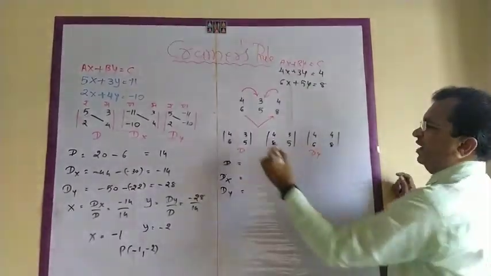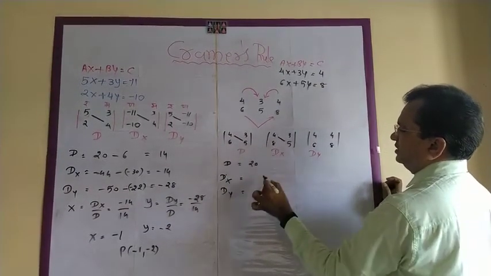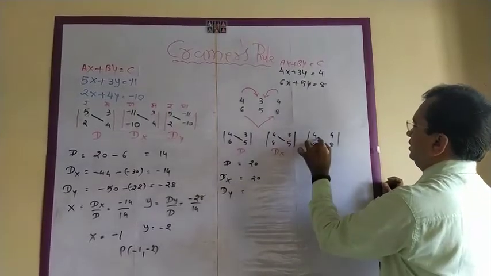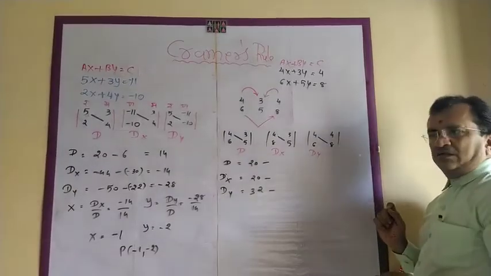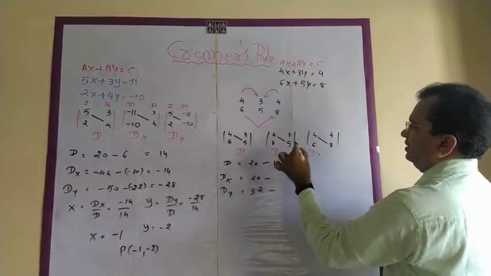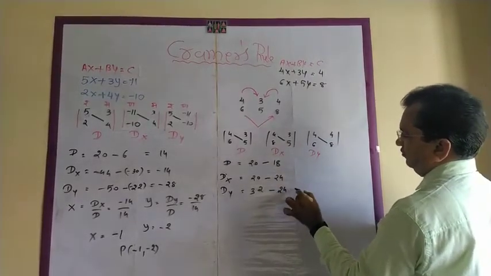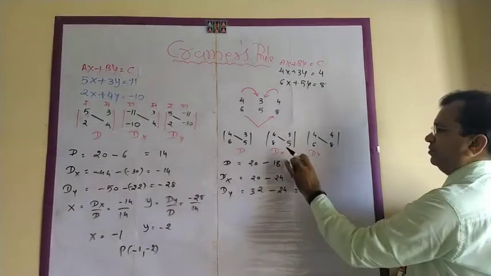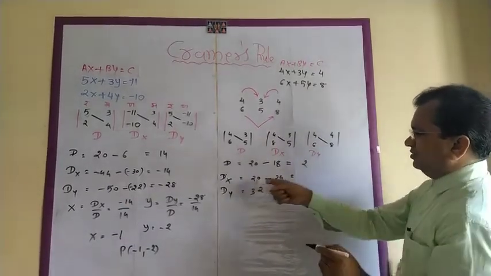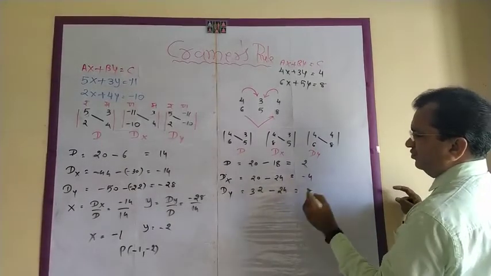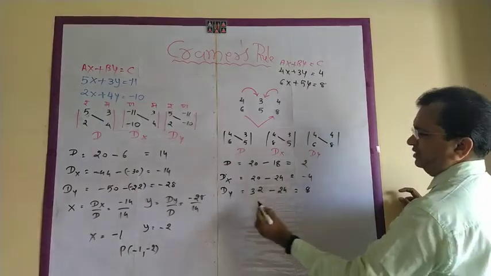How to find the determinant value? First take this product, 20. Take this product: 6 threes are 18. 8 threes are 24. 6 fours are 24. 20 minus 18, only 2. 20 minus 24, minus 4. 32 minus 24 is 8.